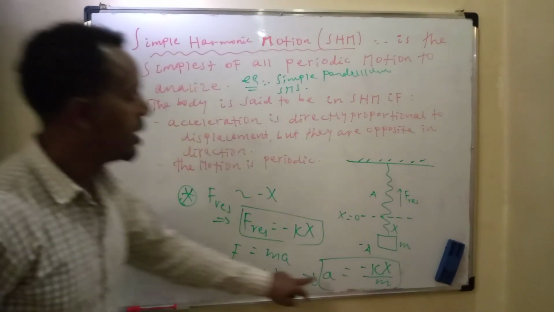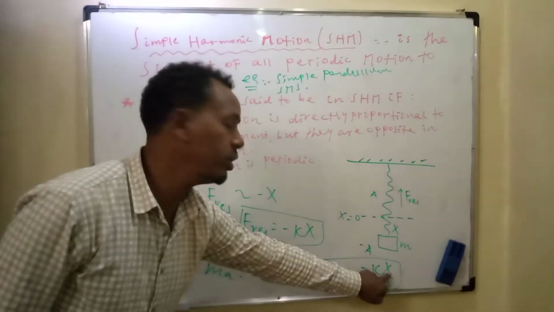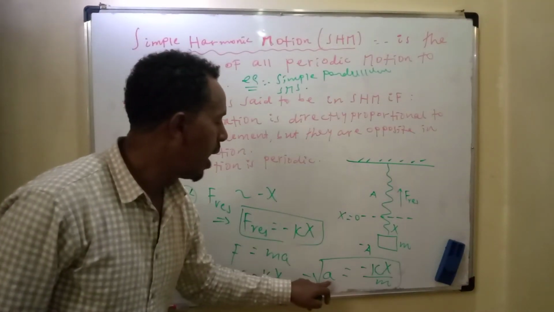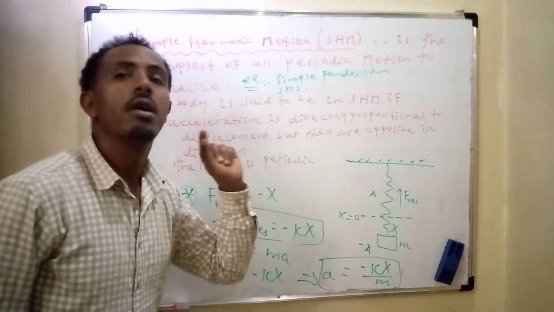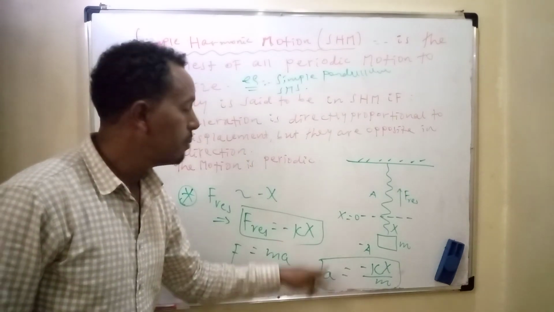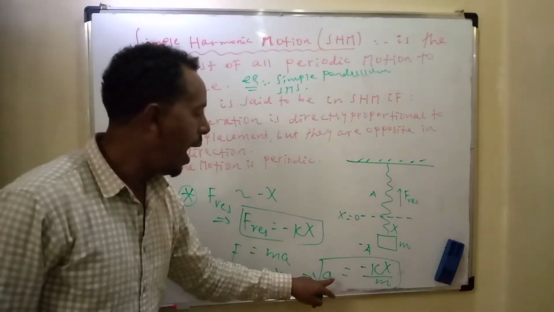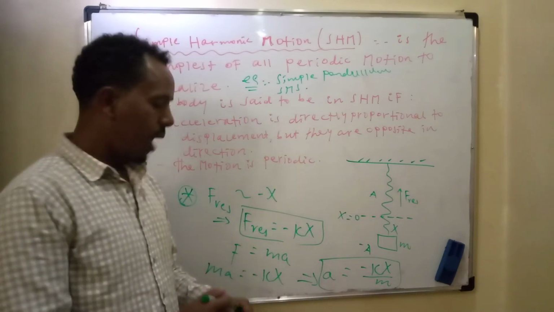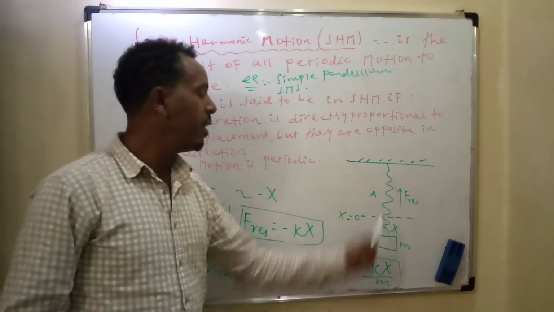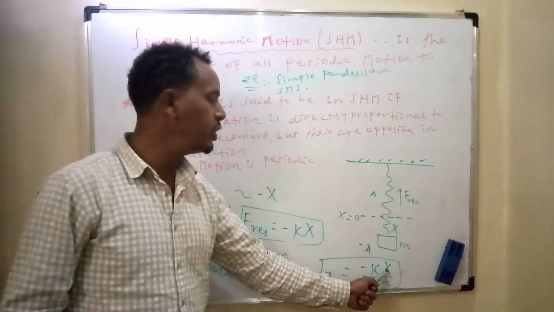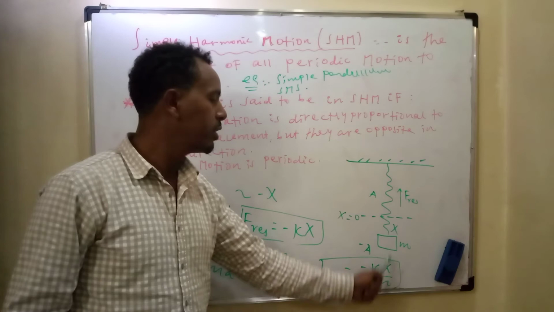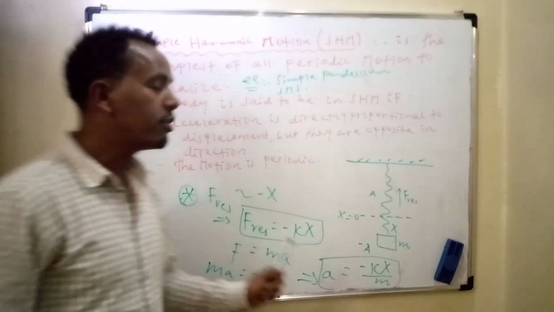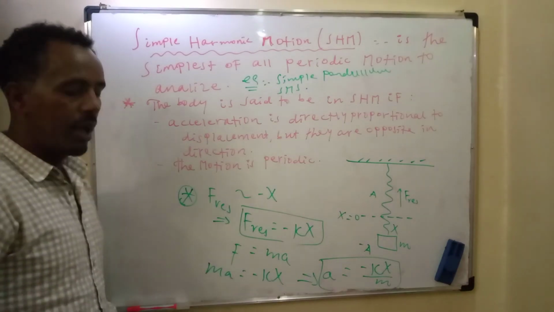Look at this equation. Acceleration is directly proportional to displacement. At the maximum position, acceleration gains maximum value, but they are opposite in direction. In the spring mass system, acceleration equals minus k, the spring constant, times x, the extension or displacement of the spring, over m, the mass attached to the spring.